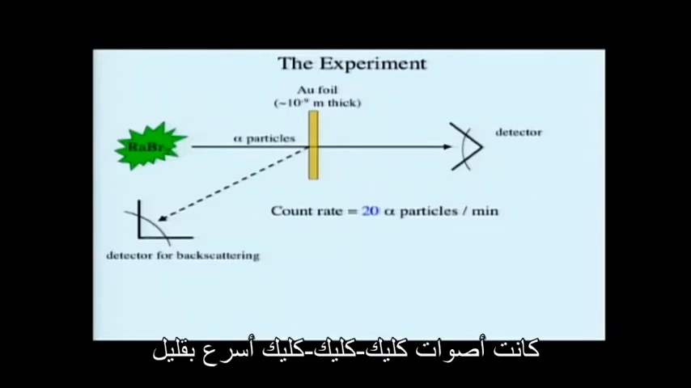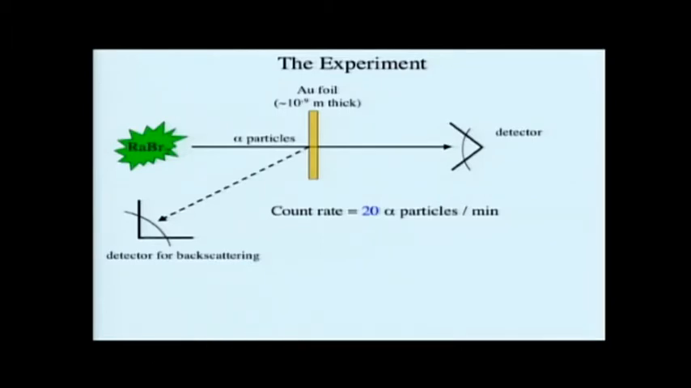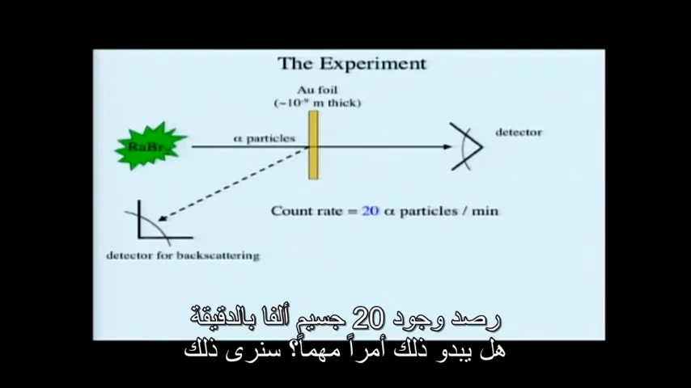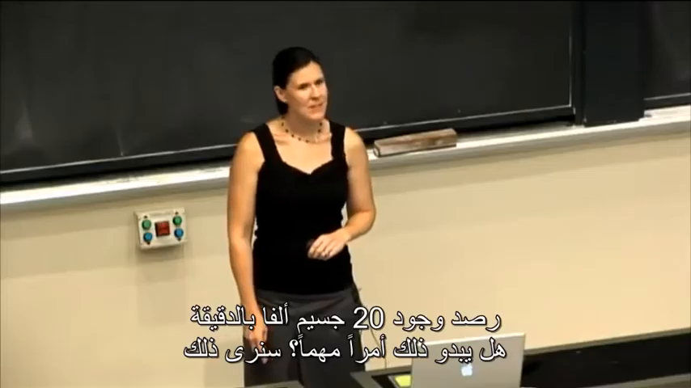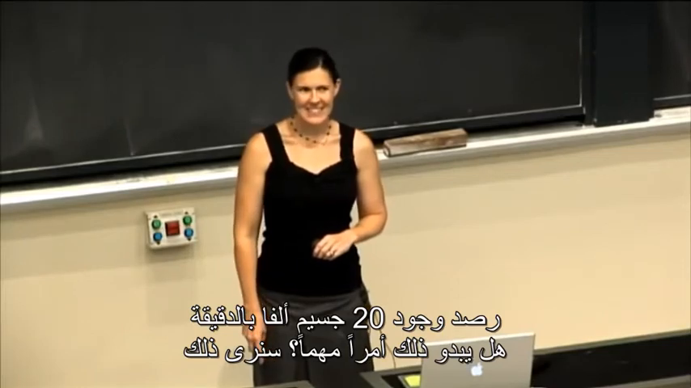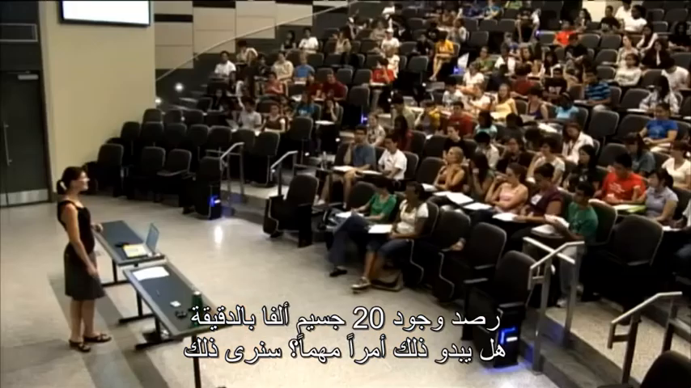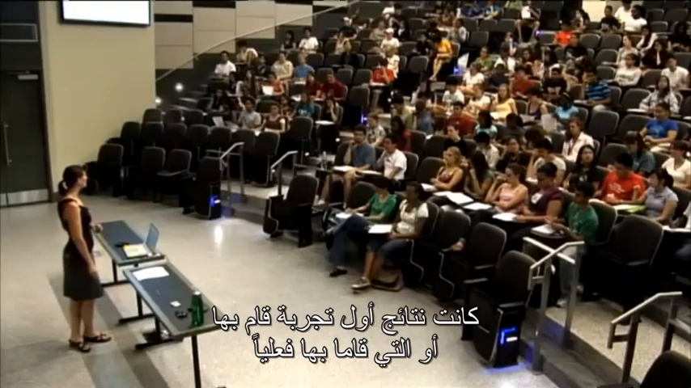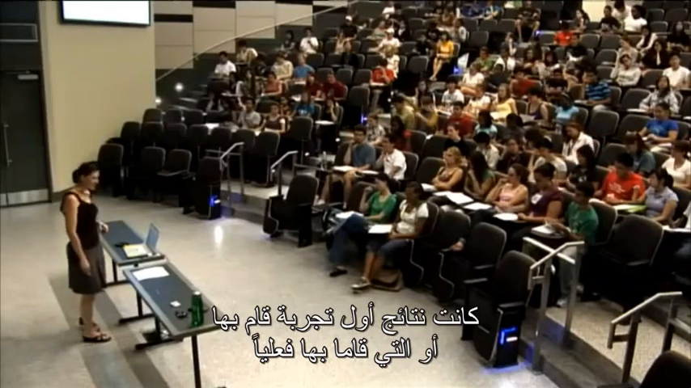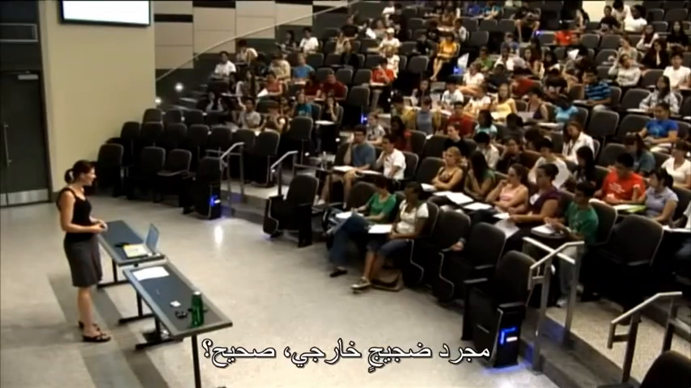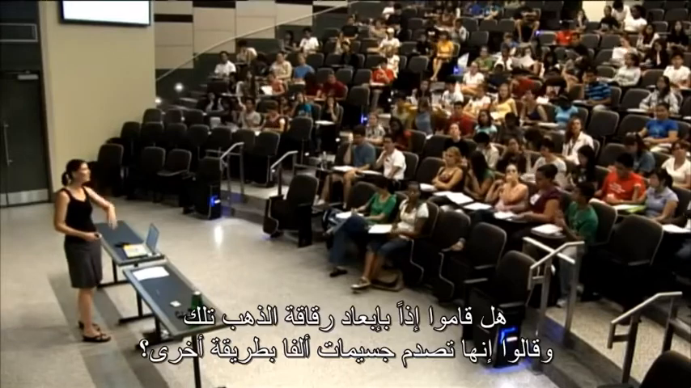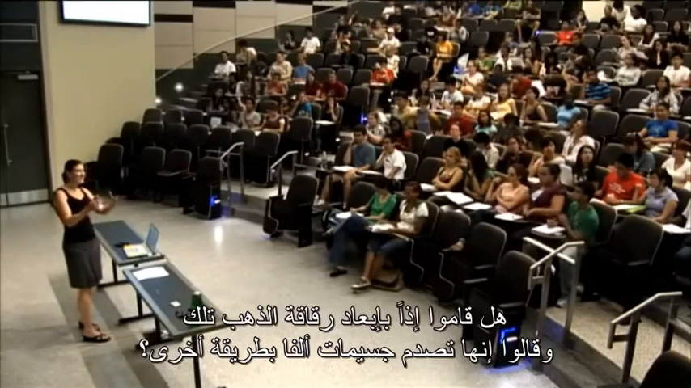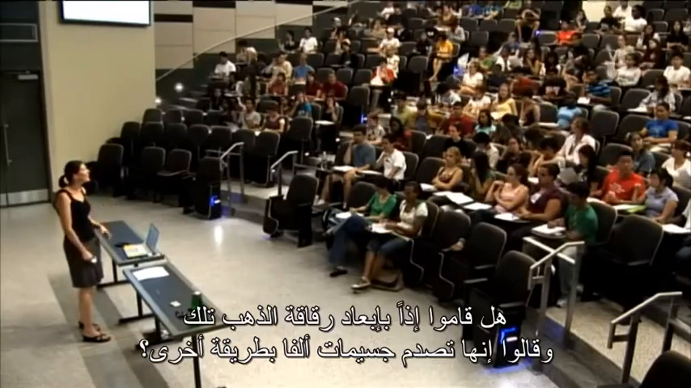That click, click, click went a little bit faster. So what he detected was that there were 20 alpha particles per minute. Does that sound significant? Depends, right? So hopefully the first experiment he did, which I know that they certainly did do, was maybe it's just background noise, right? So they took away that gold foil and said, is it just the alpha particles hitting it some other way? And no, it wasn't.